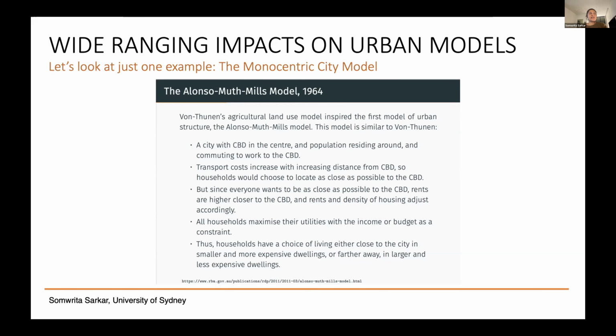So if I want to maximize my utility, and I am a family, I might need more space. Therefore, I will choose to pay more transport costs and locate farther away from the center. But if I am a single person and I want to be close to downtown and close to my office, and I don't mind living in a smaller apartment and paying higher rents, then I would choose to live closer to the city. But in both cases, I'm maximizing my utility, my happiness or my pleasure. My choice is based on maximizing what I want out of this trade-off.